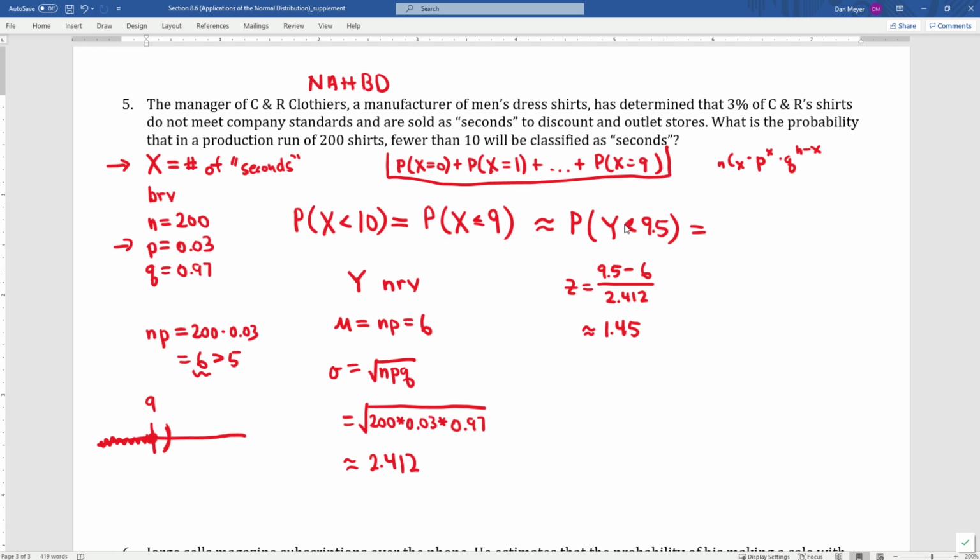All right, so we've got the probability here that a standard normal random variable takes on a value less than 1.45. And when you look, we got a less than problem about z. When you look that value up on the z table, it will be 0.9265.